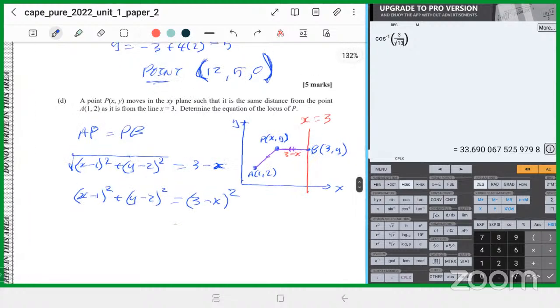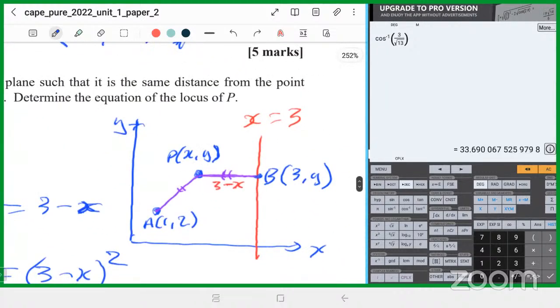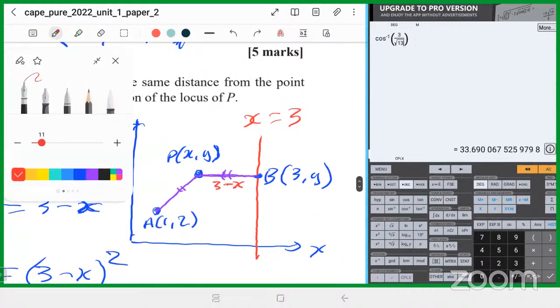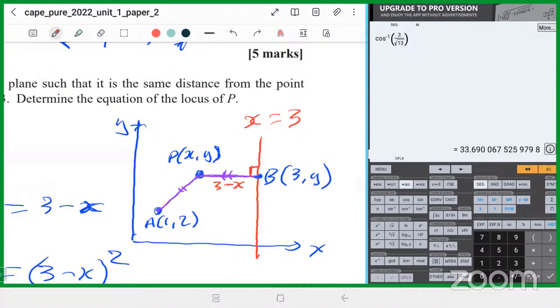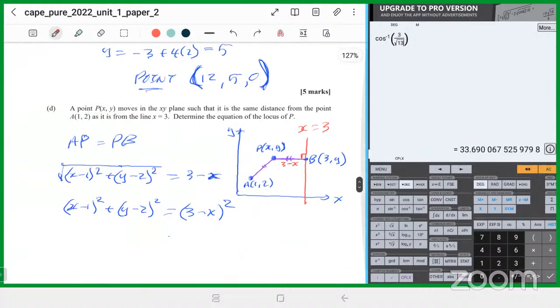Just showing you this method. Remember, right here it's perpendicular. So this line is a perpendicular distance from the line. That distance, that's it. That finishes that question.